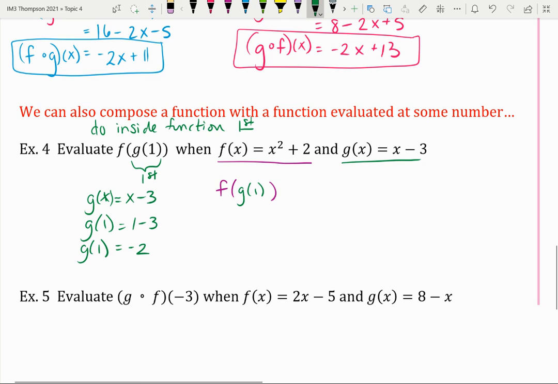Now this composition question says evaluate f at g of 1. Well, g of 1 now is just negative 2. So I'm going to evaluate f at negative 2. So I take a number, I plug it into the inside function, I get a new output. That output goes into my outside function.